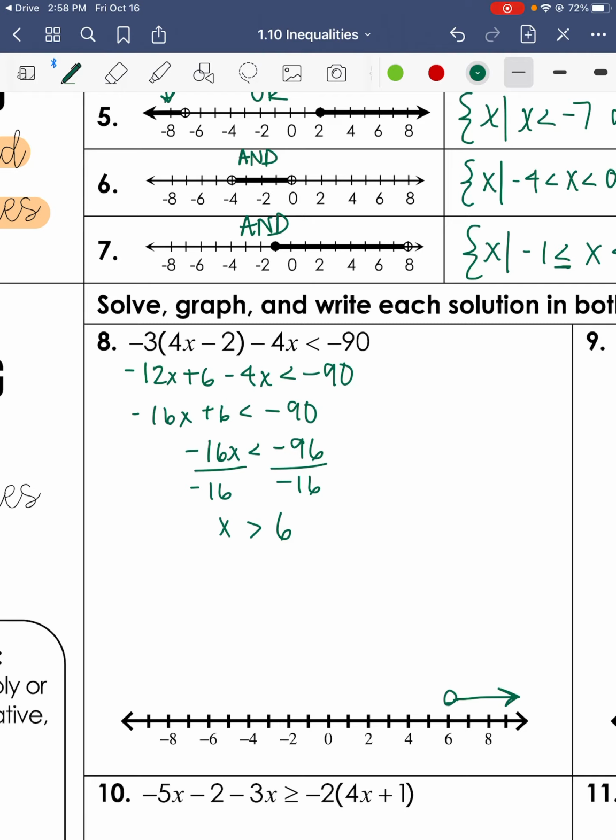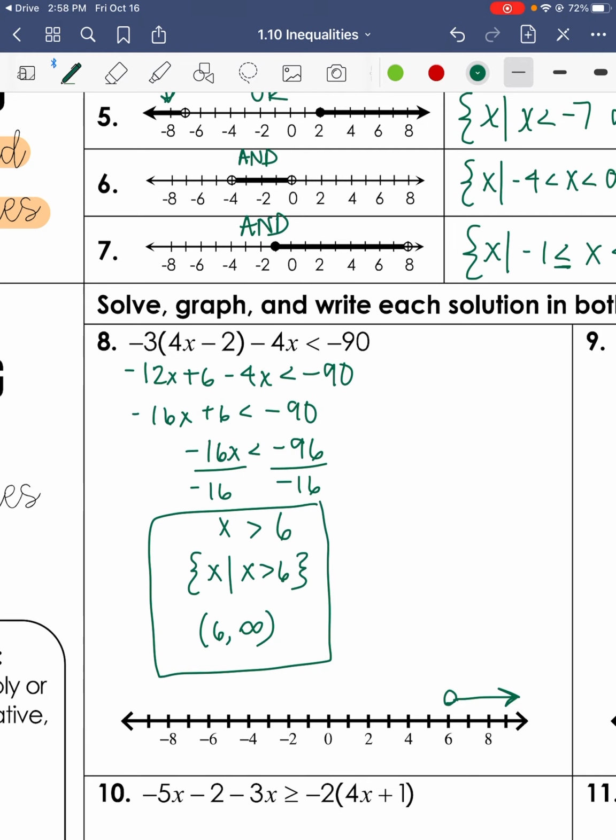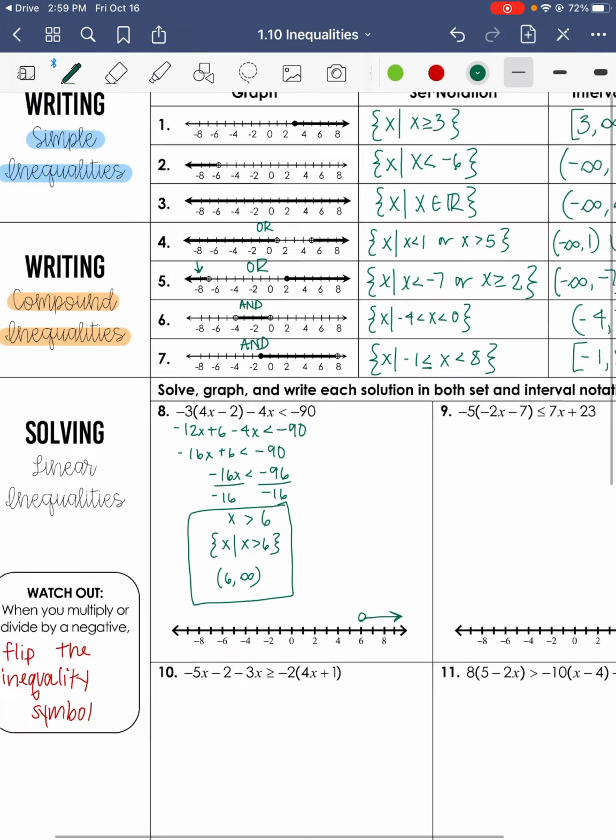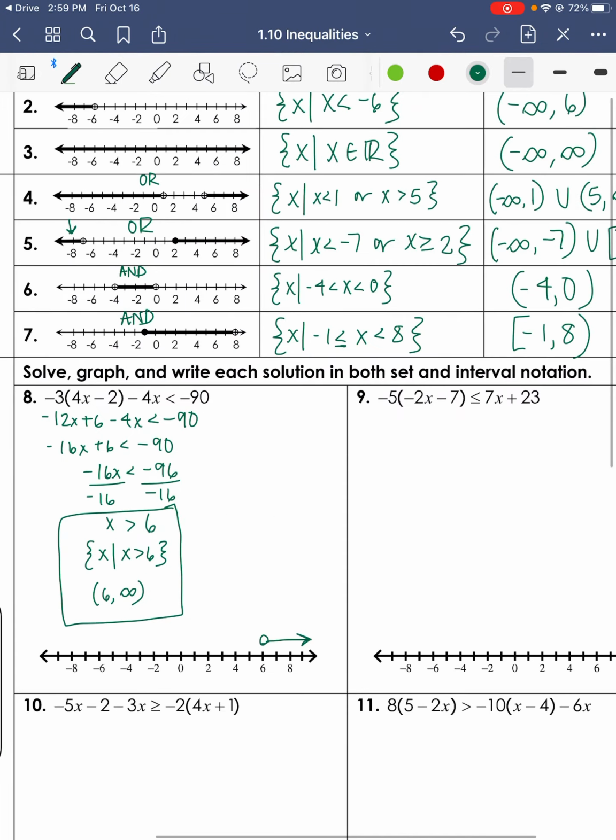Just for extra practice here, so this is our solution set as an inequality. If we were to write this in set builder notation, we would say all values of x such that x is greater than 6, close bracket. And then in interval notation, our lower bound is 6. It's not included, so it gets a parenthesis, to infinity. And this would be our solution set written three different ways here. Oh, the instructions tell you to write in both set and interval notation. Okay.